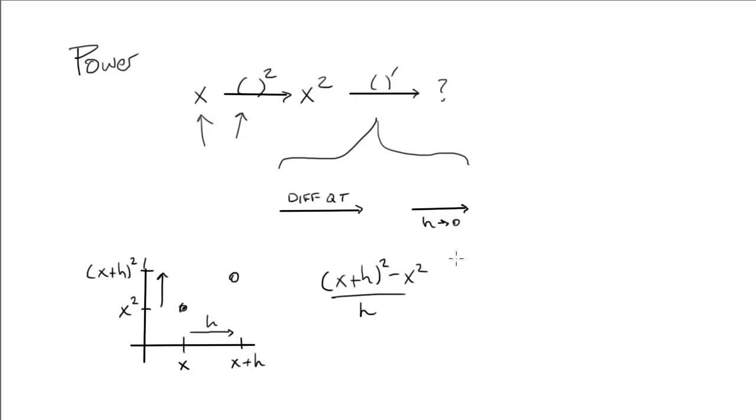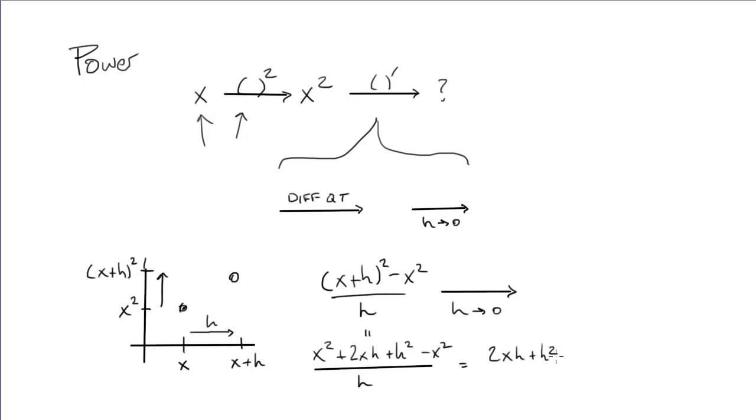Driving h to 0 is a problem because I have h in the denominator, so I can't just make it a 0. Can't divide by 0. So we'll do some algebra to see if we can get rid of it. I expand, collect, and factor. h over itself is a 1, so it's 2x plus h. Now I can drive h to 0, and the answer is 2x.